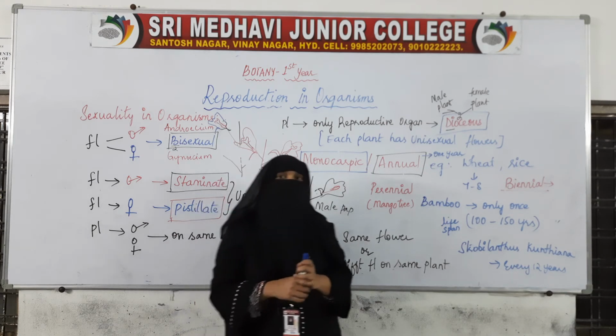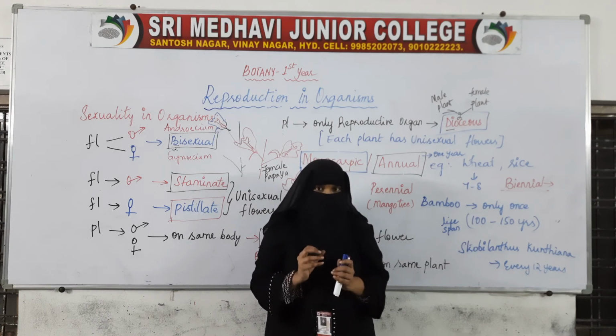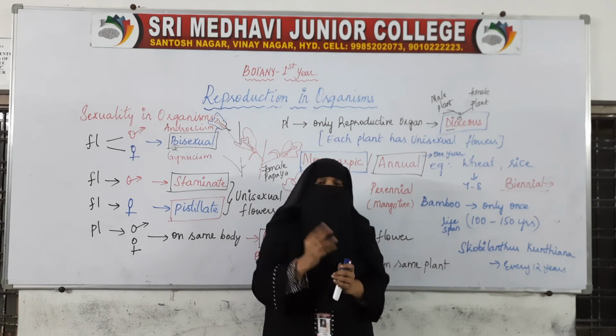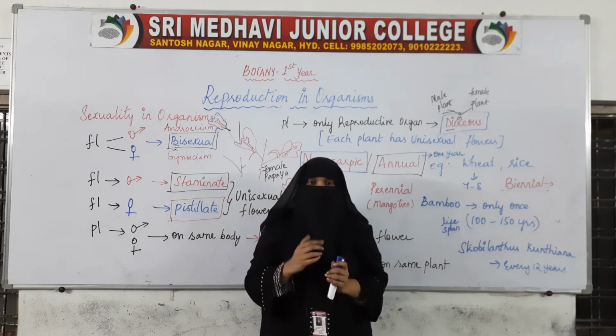For example, take a mango tree. In every mango season, we get mangoes, but we get mangoes from the same tree. That tree will live on for years.